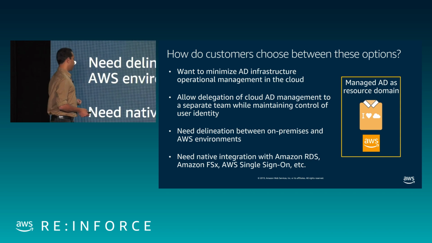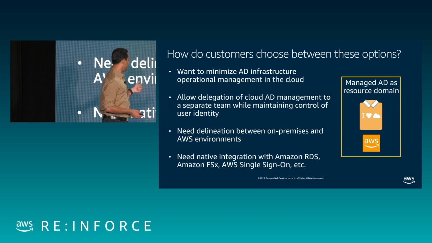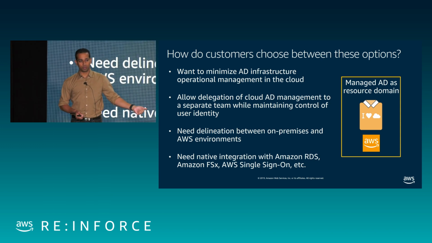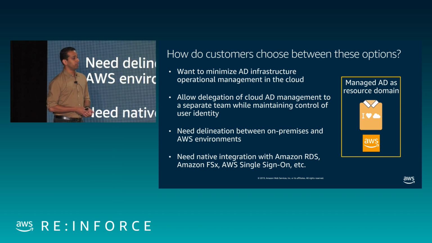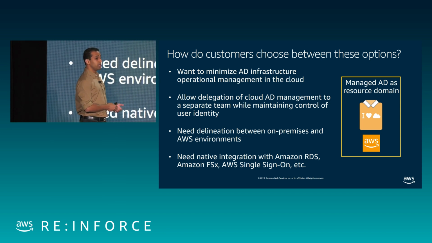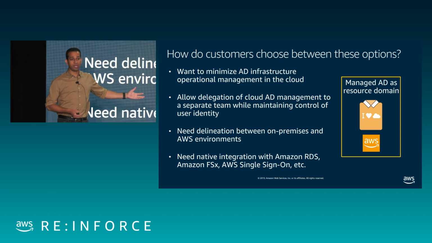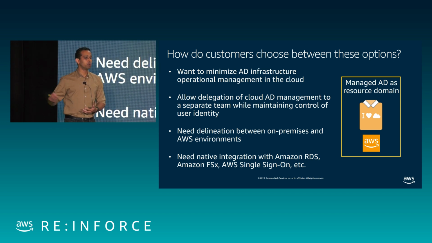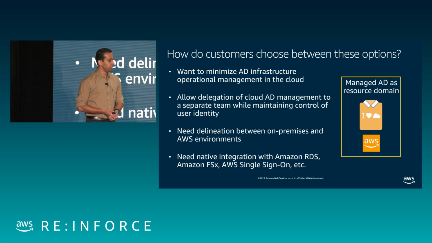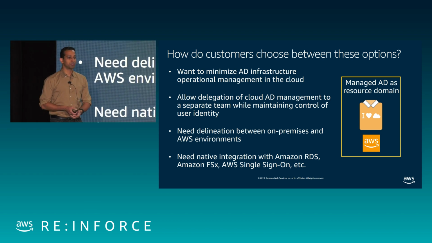Lastly, native integration with some of the Amazon Windows-based services, and these are RDS, FSx, single sign-on, and so forth, right? So if you want native integration, you're using these services, that's another reason to do managed AD. It doesn't mean that you can't use these services if you're doing AD on EC2. You still can. It's just not a native integration. You would have to deploy AD Connectors, and there are a couple more steps involved in leveraging this, right? Whereas with managed AD, you can share the directory and you can use these services right away.